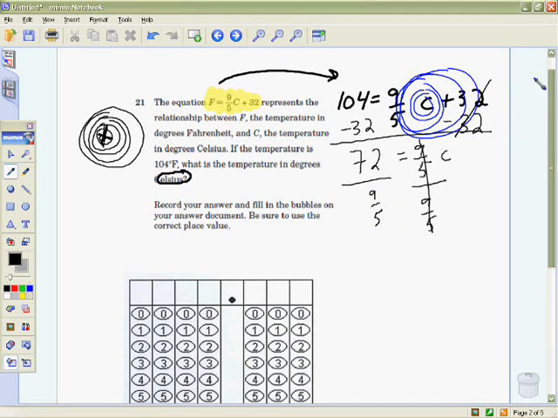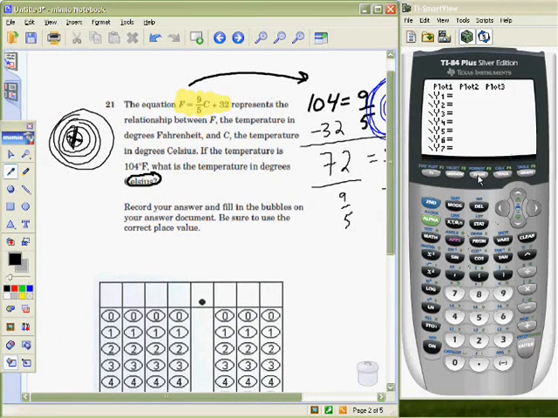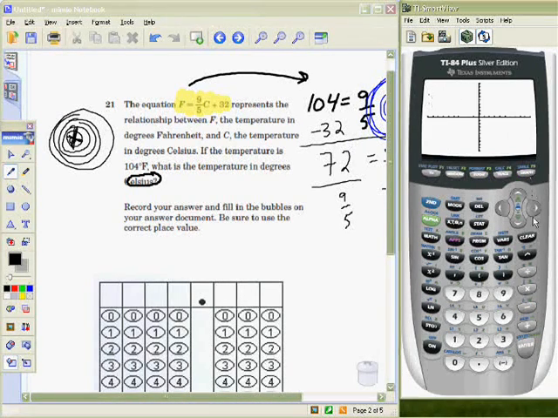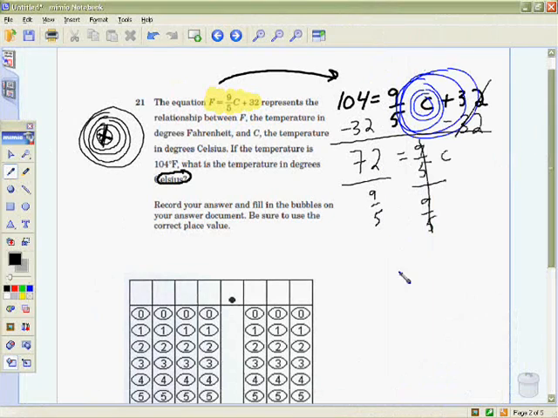And I do know that most do not like dividing fractions or multiplying fractions, using fractions at all. So let's use our calculator. So I have 72 divided by, and remember to always put your fractions in parentheses when you're using the calculator. That gives me that, perfect. I have a perfect whole number there. So my answer is C equals 40.